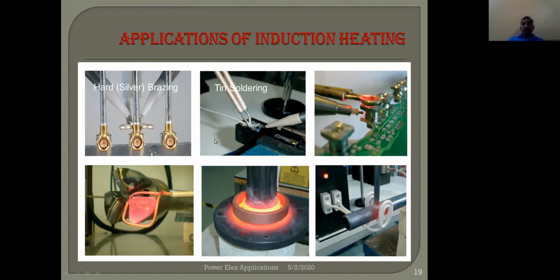The second one is tin soldering. This one is a heat treatment. This is hardening and annealing. It anneals the material and hardens it from outside, not from inside. That means controlling the skin depth, just annealing the material and sending it for the next process.